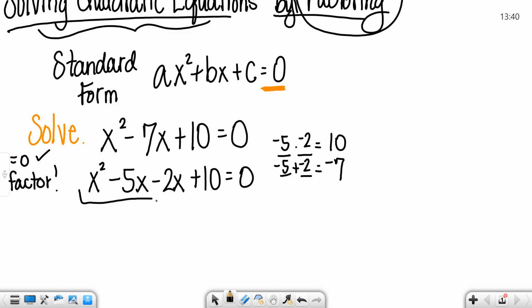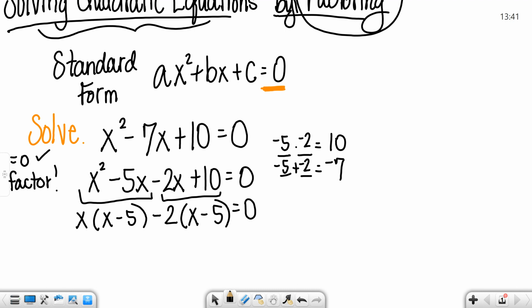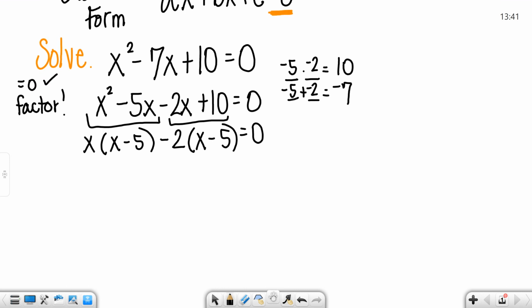Now we will group. These have an x in common, so factor out that x, factor out this negative 2, and don't forget to bring down that equals 0. It is important. Now we factor out the x minus 5, and we multiply it by the x minus 2. Bring down this little equals 0.